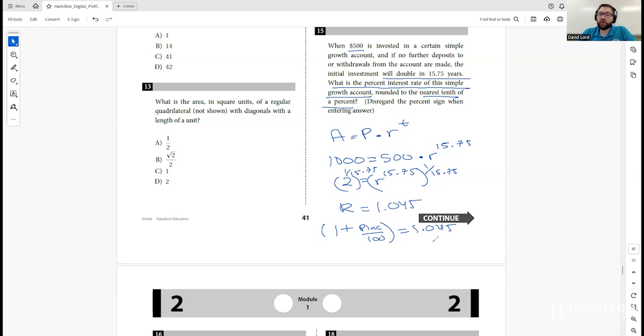From here, you can subtract 1 and then times by 100, which will lead to the percent increase is 4.5% increase every single time it got compounded, or the annual percent increase. So that is why the answer is 4.5.